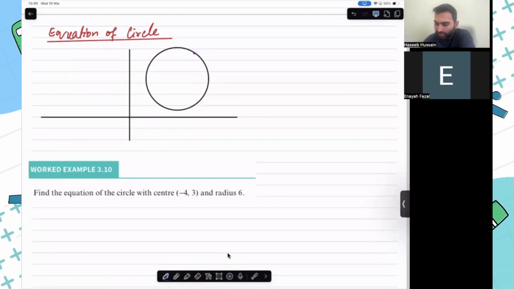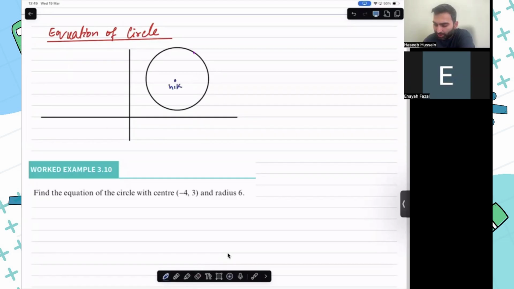So the main idea is that, suppose we have a circle with center h comma k and any point that lies on the circle, let's say x, y. The distance between these two points is called the radius. Whether the point is here, here, or here, wherever the point is, the distance between the center and that point is called the radius.